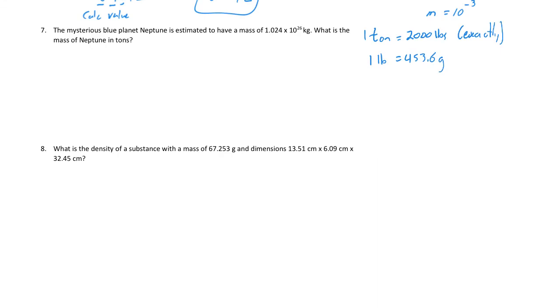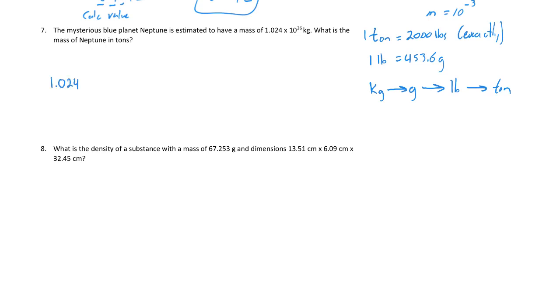So we're going to start with our kilograms. We're going to convert those into grams. Then we're going to convert the grams into pounds. And then finally, we'll turn the pounds into tons. So it's 3 steps. Let's start here at the beginning.